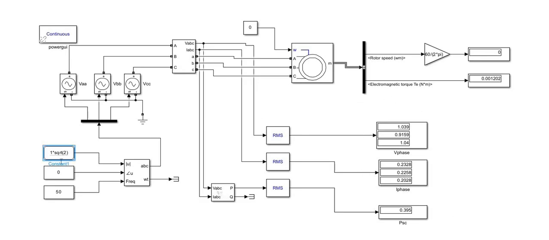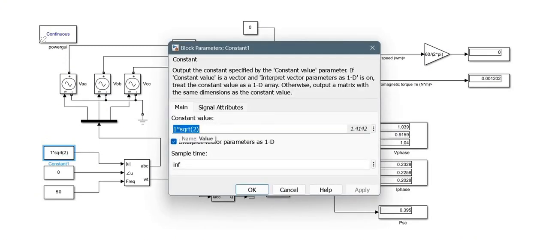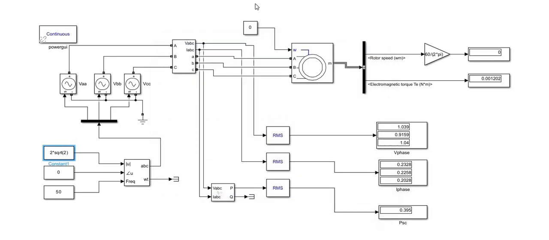Then I repeat the same pattern, which is I just change this value to 2, and then I run it for 10 seconds. This is my value.